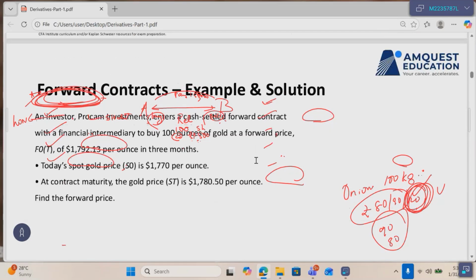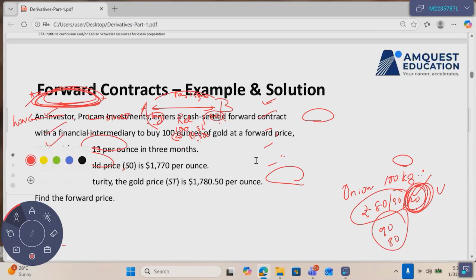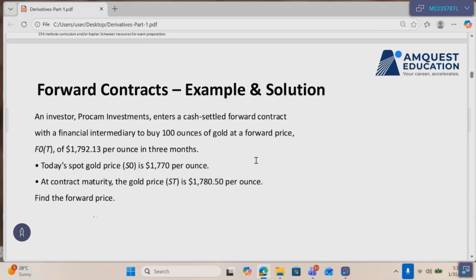Let's look at a quick example of a forward contract. Okay. An investor enters into a cash settled forward contract to buy 100 ounces of gold. So the amount is fixed. The forward price also is fixed. He's going to buy it at 1,792 per ounce. The time period also is fixed. So quantity is fixed, rate is fixed, and the time period.